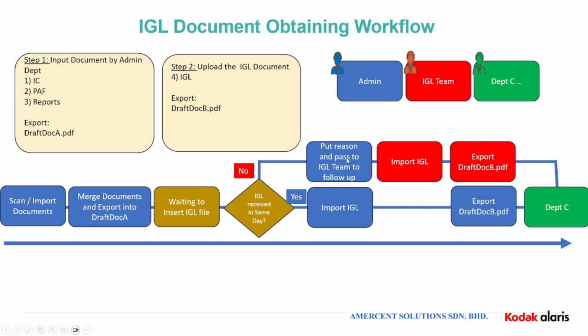Once this is moved to the IGL team, they will have to wait. Once they receive the letters, they will upload them to the IIS in the same batch, and then the document will be exported. So this step, instead of the blue admin team doing it, now moves to the red team. And if these two are complete, Department C will receive this batch to continue the necessary process.